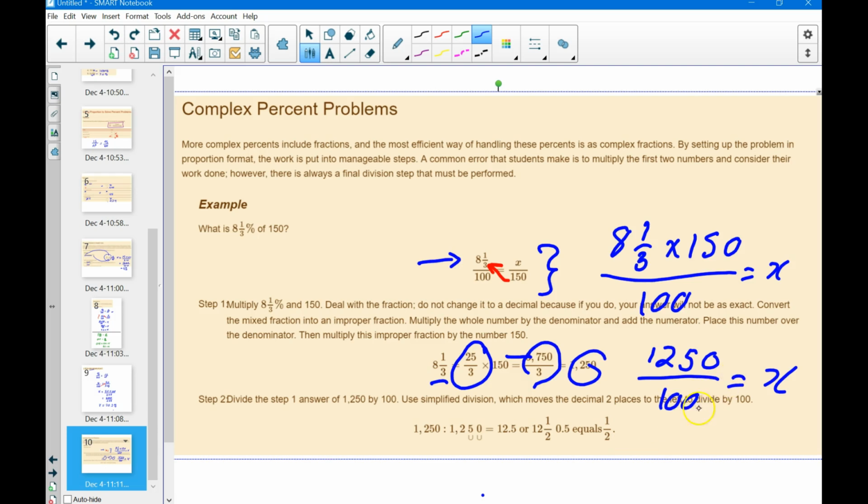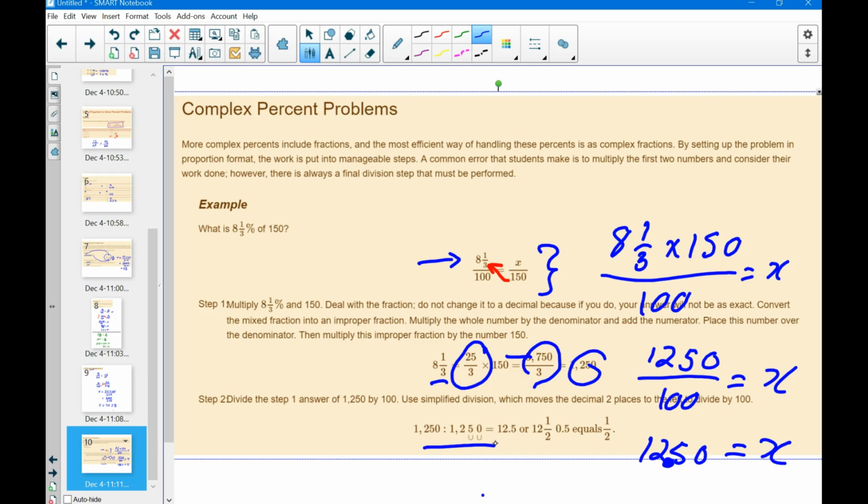And then if we want to, we can just come down here and take our 1250, I'll put a decimal right here, and bring it over after. 1250, and the decimal is usually right here at the end. Because we're dividing by 100, we're going to move it over 2 places. And that goes in there, and that equals our x value. And that's what they're trying to show you right here.